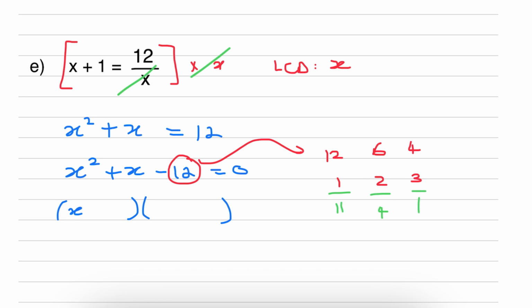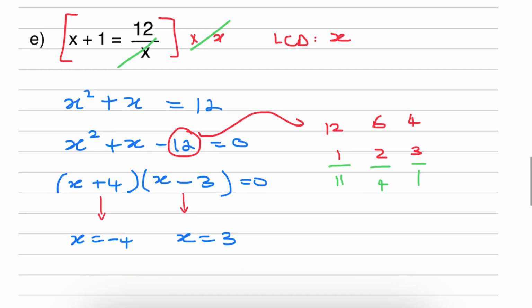So we'll write over here x plus 4 and x minus 3. Remember, our signs are different because the constant term is a negative, so it must be different. Positive times a negative is negative. And now we can go ahead and write our final solutions, which is going to be x equal to -4 for our first bracket and x equal to +3 for our second bracket. Okay, -4 and 3 are the solutions for this equation.